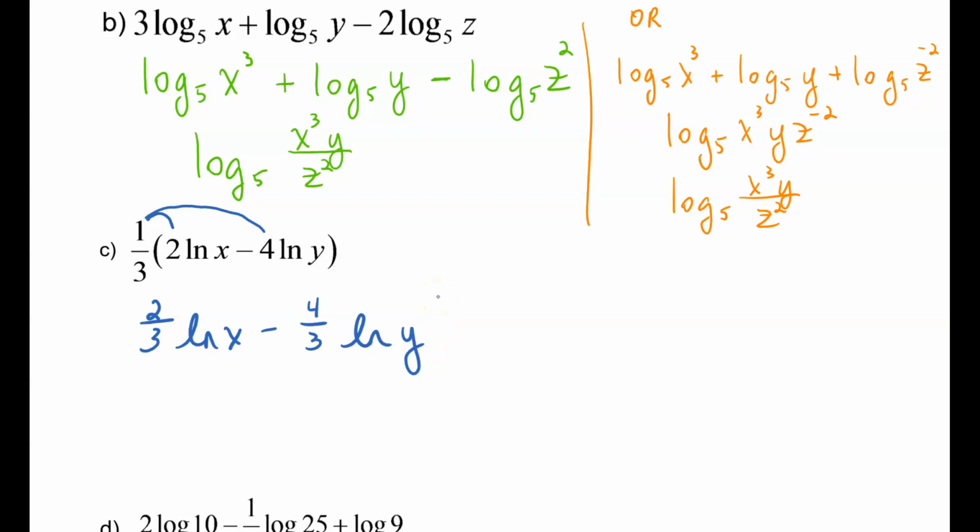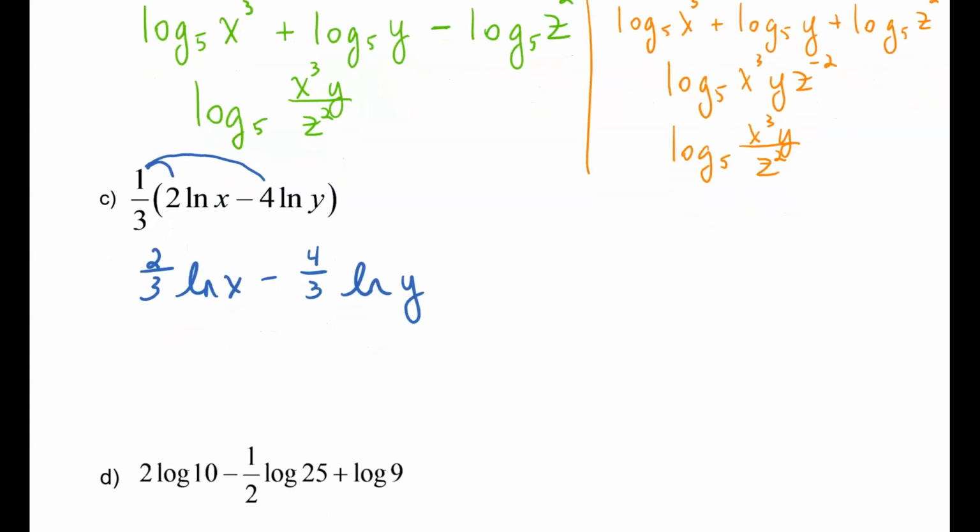Okay. Why would we distribute first? Because with the parentheses, we kind of have to undo the parentheses before we can put it all together. Otherwise, you have to do it at the end. Right? It's easier to put it in here. Okay, so I've gotten rid of parentheses. Now I want to apply the power rule. So our first term becomes natural log of x to the 2/3 minus natural log of y to the 4/3.